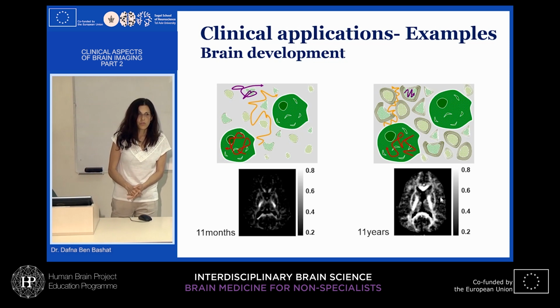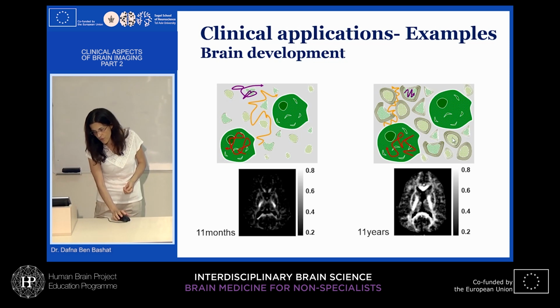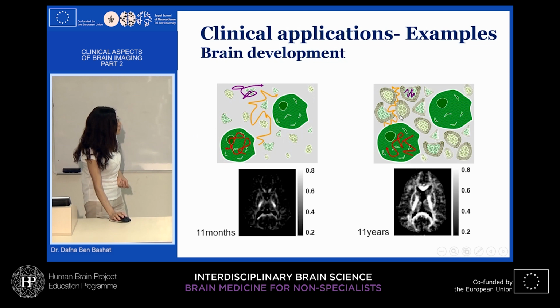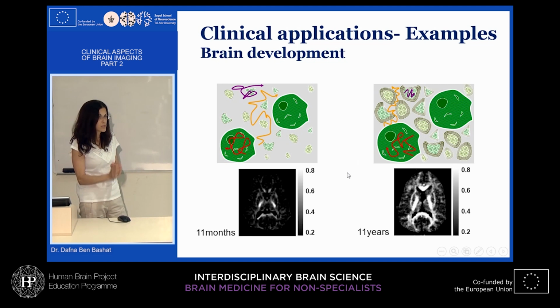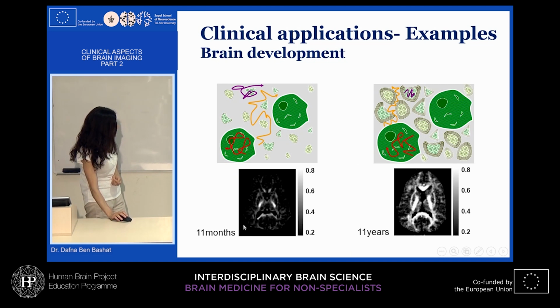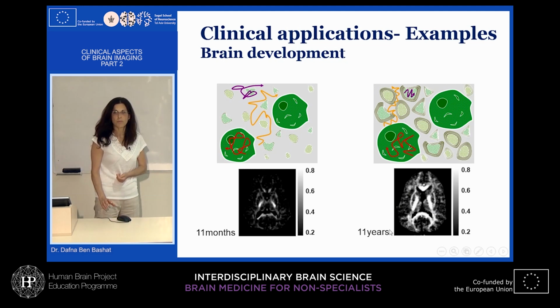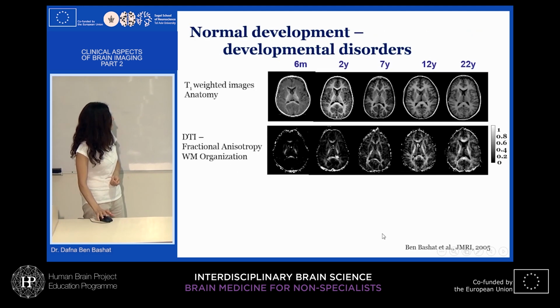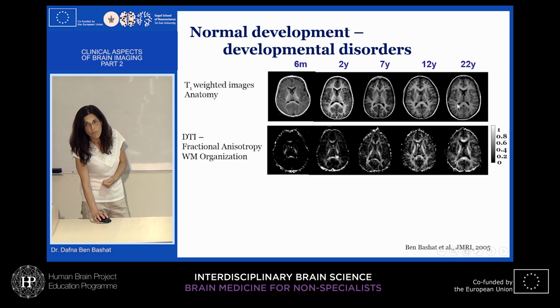Other applications are in brain development. In brain development there are so many changes during the first year: cells become more myelinated, and especially in synapses the extracellular space becomes more restricted. If we look at an 11 year old child's fractional anisotropy map relative to a younger child's, you can see big differences. And if you remember from before, a 2 year old child has the same contrast as a 22 year old, but when we use diffusion, we can see major differences.